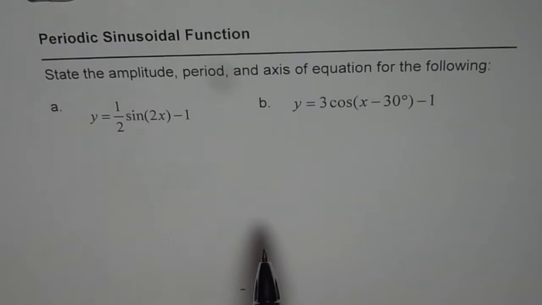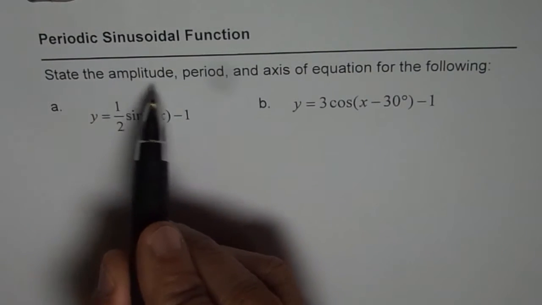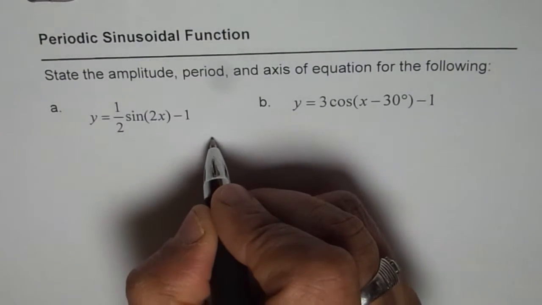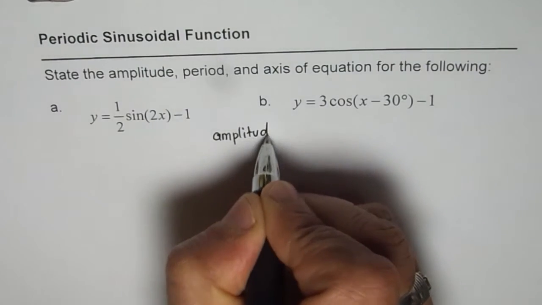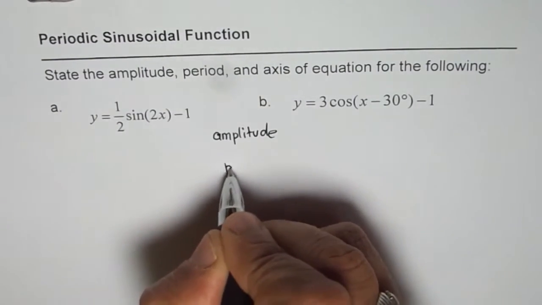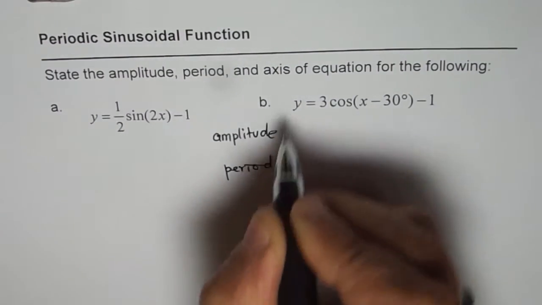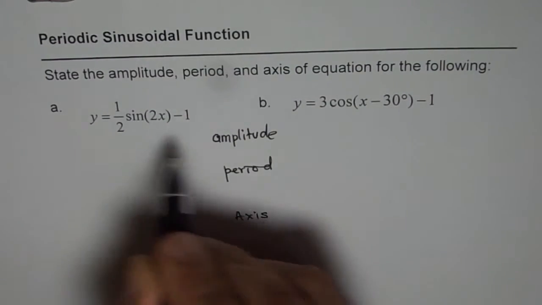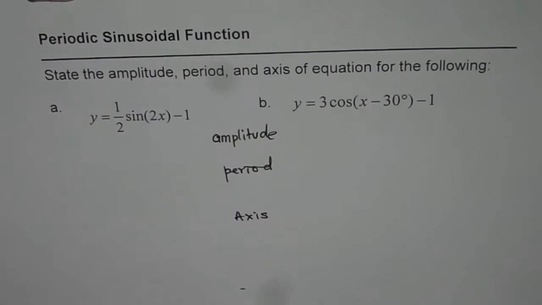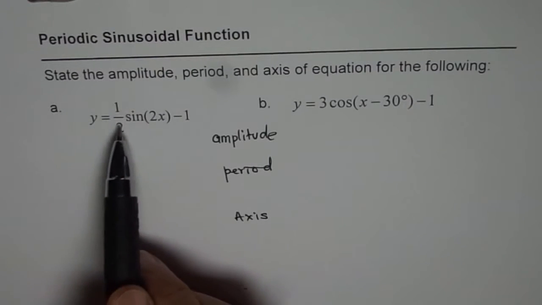Here is my solution. We need to find amplitude, period and axis. So let me write down here. We need to find amplitude. We need to find period. And we need to find axis. Okay, for both these equations, right? So let's begin with the very first one, which is sine.